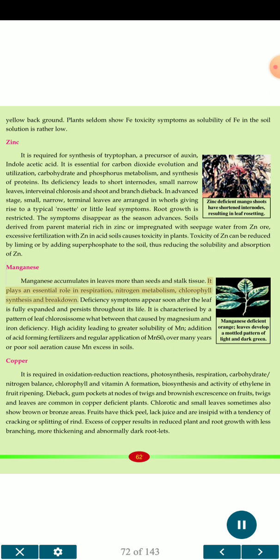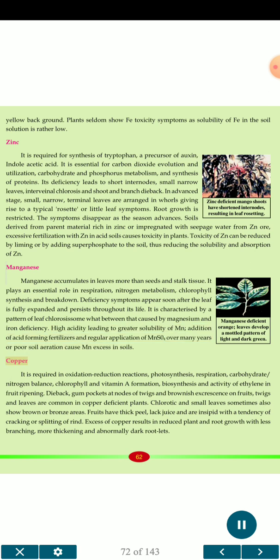Manganese. Manganese accumulates in leaves more than seeds and stalk tissue. It plays an essential role in respiration, nitrogen metabolism, chlorophyll synthesis and breakdown. Deficiency symptoms appear soon after the leaf is fully expanded and persist throughout its life. It is characterized by a pattern of leaf chlorosis, between that caused by magnesium and iron deficiency. High acidity leading to greater solubility of Mn, addition of acid-forming fertilizer and regular application of MnSO4 over many years, or poor soil aeration cause Mn excess in soils.